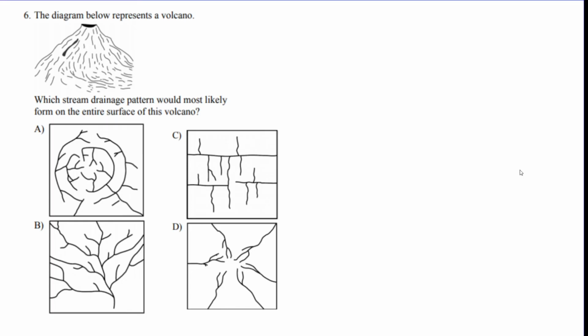Number 6, we got a volcano. They want you to pick the stream drainage pattern that would flow down the volcano correctly. Well, we talked about this in the stream drainage section. The best picture is going to be D for this one.